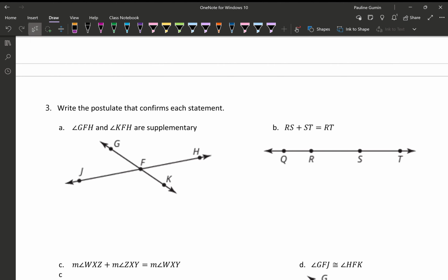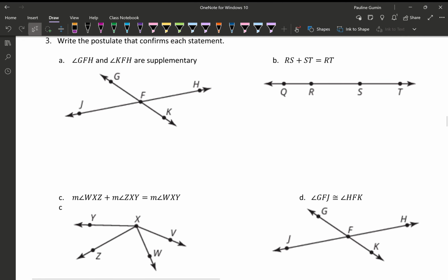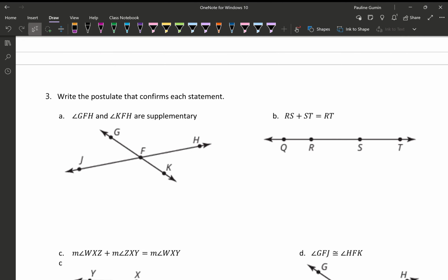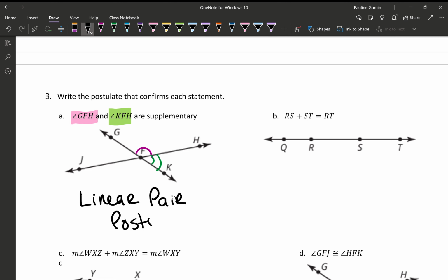Let's take a look at these postulates and see which property they fall under. In letter A, we have GFH. Let's highlight it. I'm going to mark it like this. And KFH. I'm going to denote it with 2 because it's a different angle. They are supplementary. That means they add up to 180. So this is the linear pair postulate.